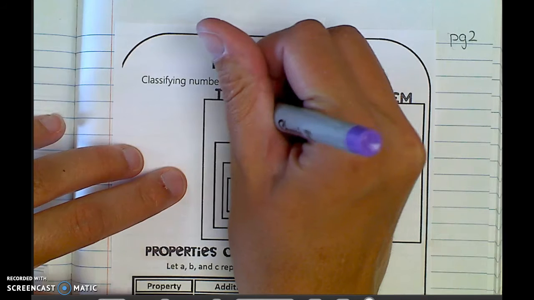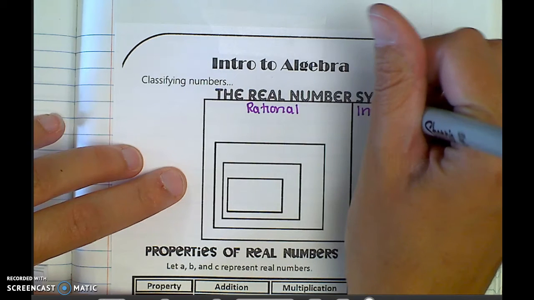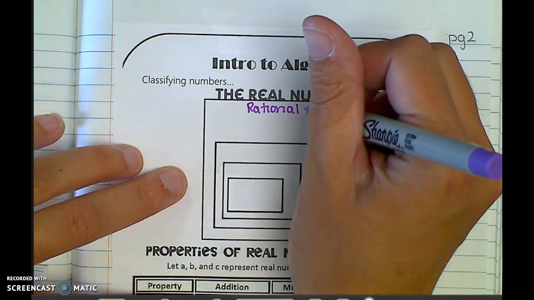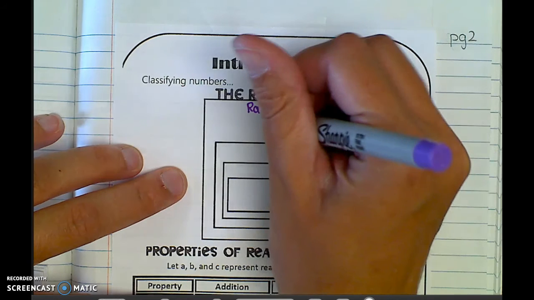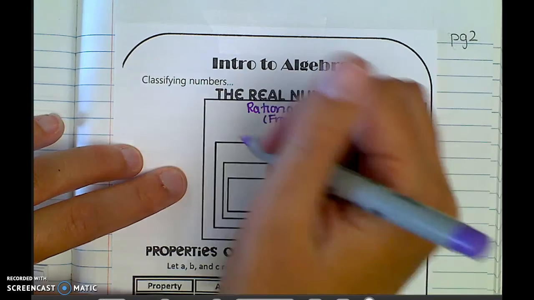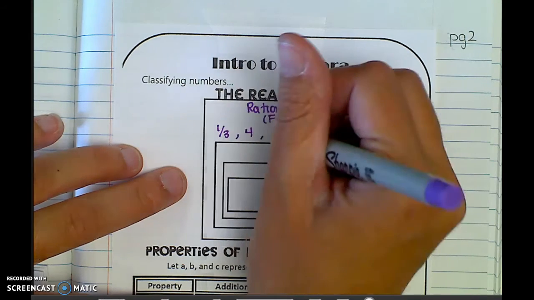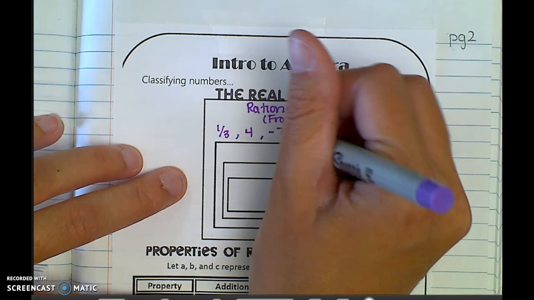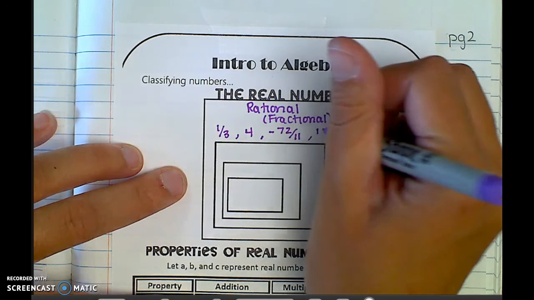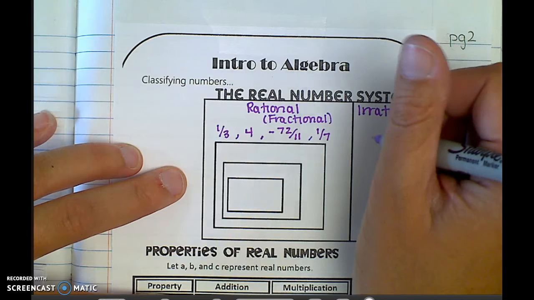You can either be rational or irrational. A rational number is some type of number that can be written as a fraction. So rational is fractional, which are most easy numbers like 1/3 or 4 or -72/11, 1/7, anything like that. Irrational numbers cannot be written as fractions.